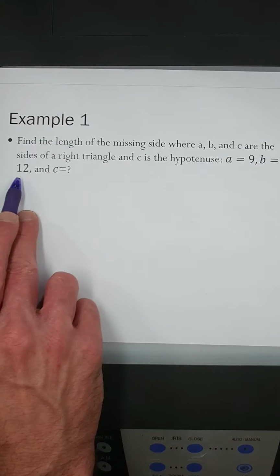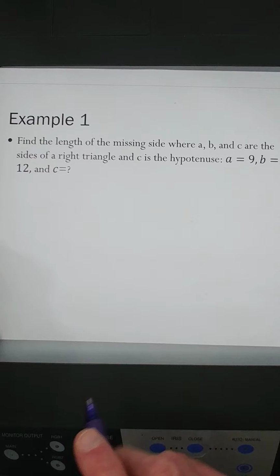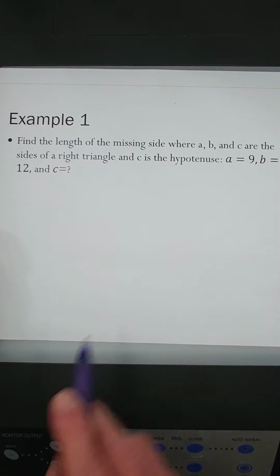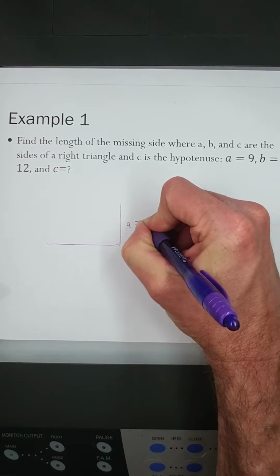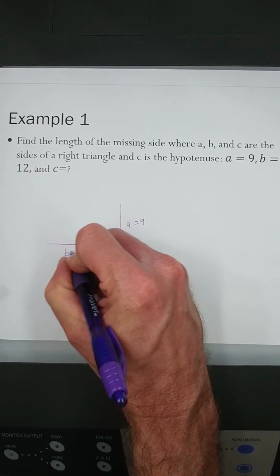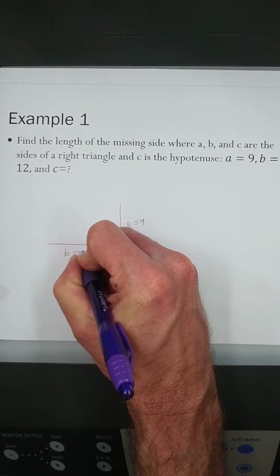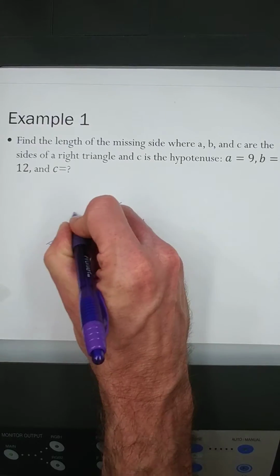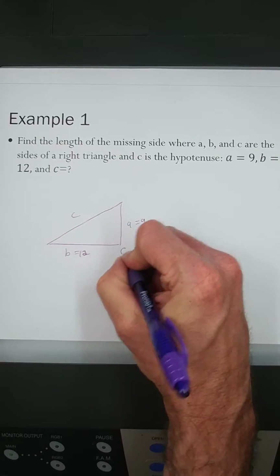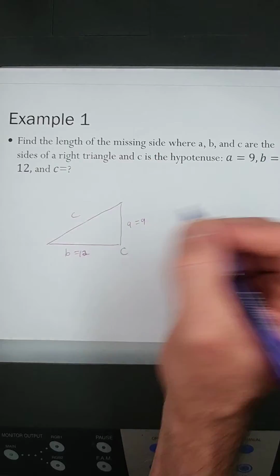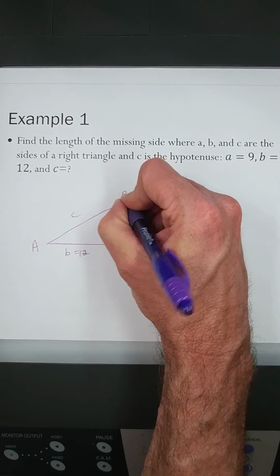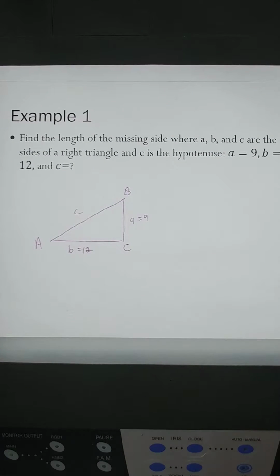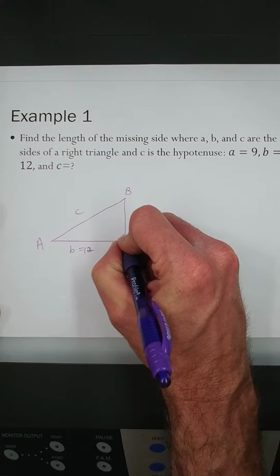One leg a is 9, and then b is 12. So our two legs are a is 9, b is 12, and there's our hypotenuse c. By the way, typically they'll make side a opposite vertex A, side b opposite vertex B, and side c opposite vertex C.